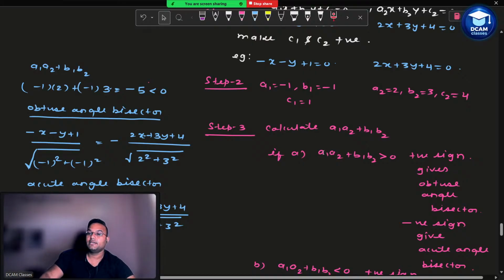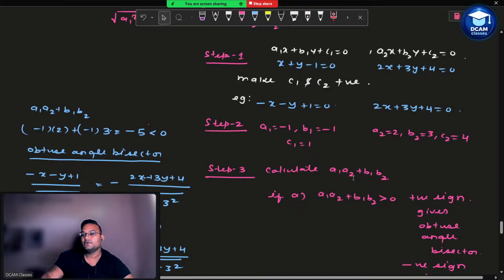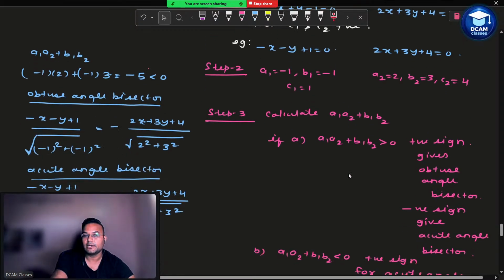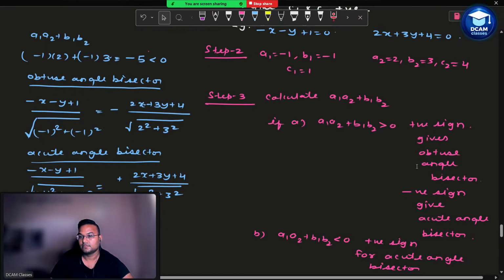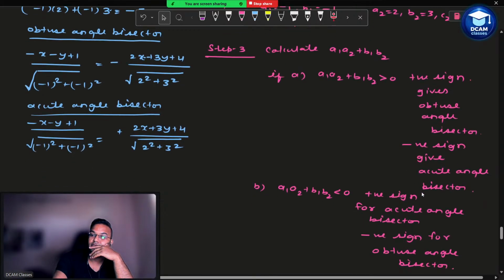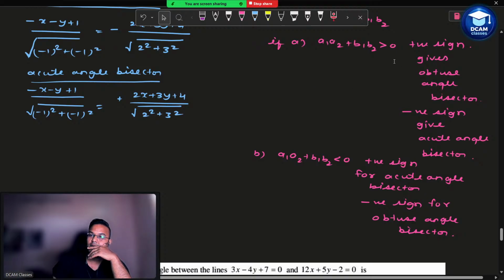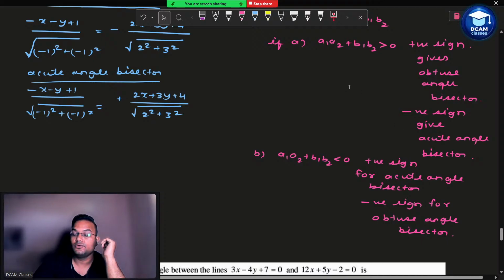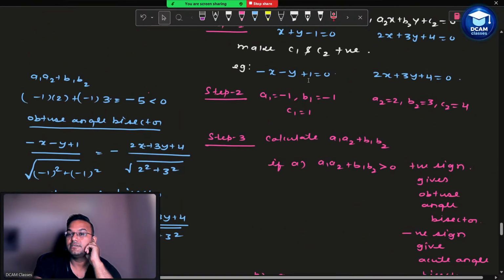Now, there is a condition. If a1a2 plus b1b2 is greater than 0, the positive sign will give you the obtuse angle bisector, because it has to be larger, and the negative sign will give you the acute angle bisector. Is there a different formula, or do we continue with the same one? The same one only, you do not have to worry. But you have to take those lines in which the constant is positive.